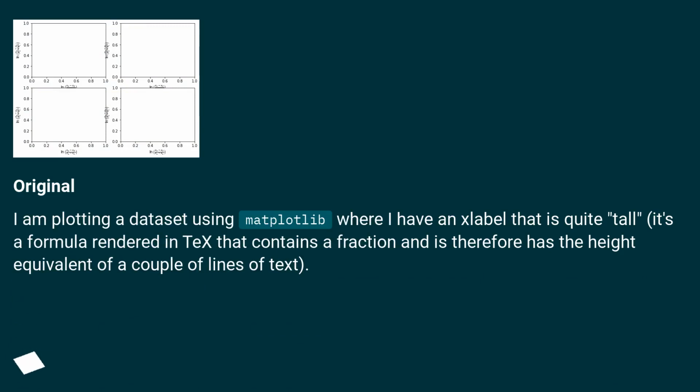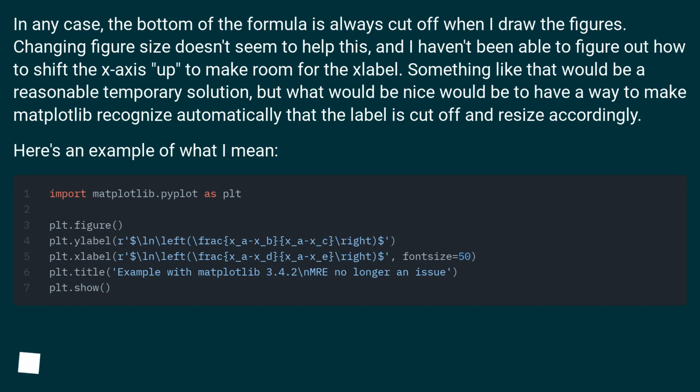Original: I am plotting a dataset using matplotlib where I have a y label that is quite tall. It's a formula rendered in text that contains a fraction and therefore has the height equivalent of a couple of lines of text. In any case, the bottom of the formula is always cut off when I draw the figures.